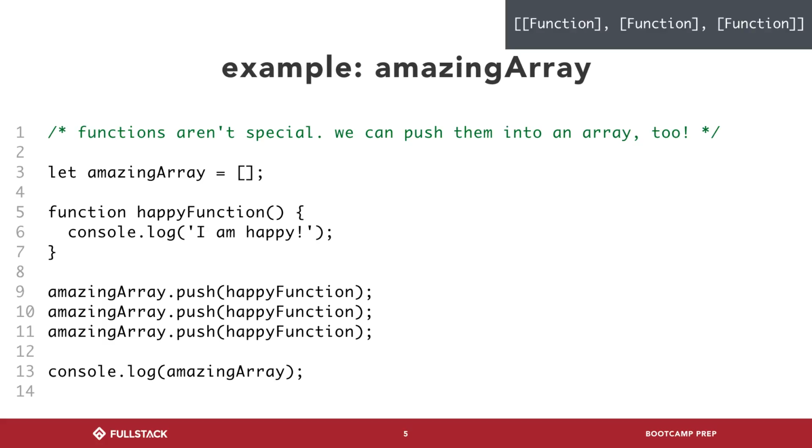The other thing to note is that we define happy function on line 5. Notice how on line 9, when we push happy function in, we're not invoking happy function. At that point, happy function could be anything. It could be a string, a boolean, a function, whatever it is. There's no open and closed parentheses after happy function, so we're not invoking happy function on lines 9 through 11. So therefore, when I look at the array, it doesn't give me what happy function returns. It's just literally, here is happy function. And it happens to be a type called function.